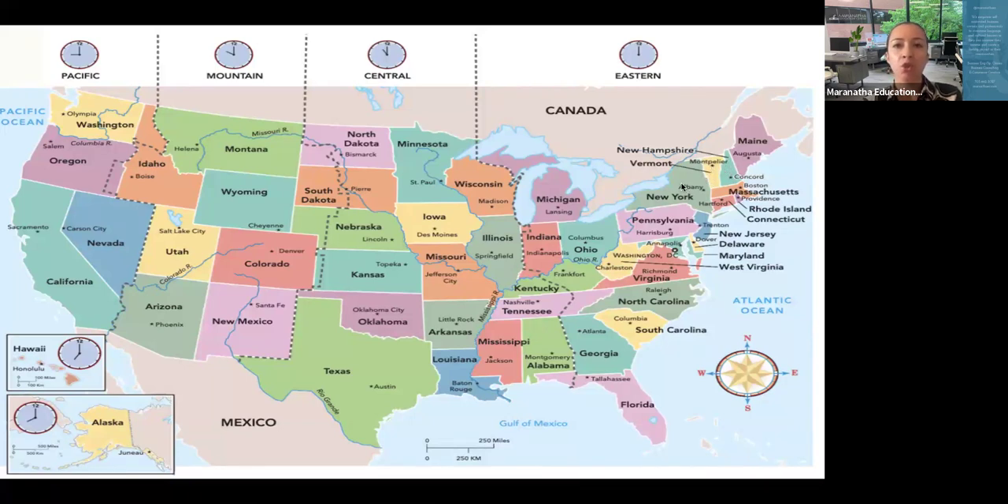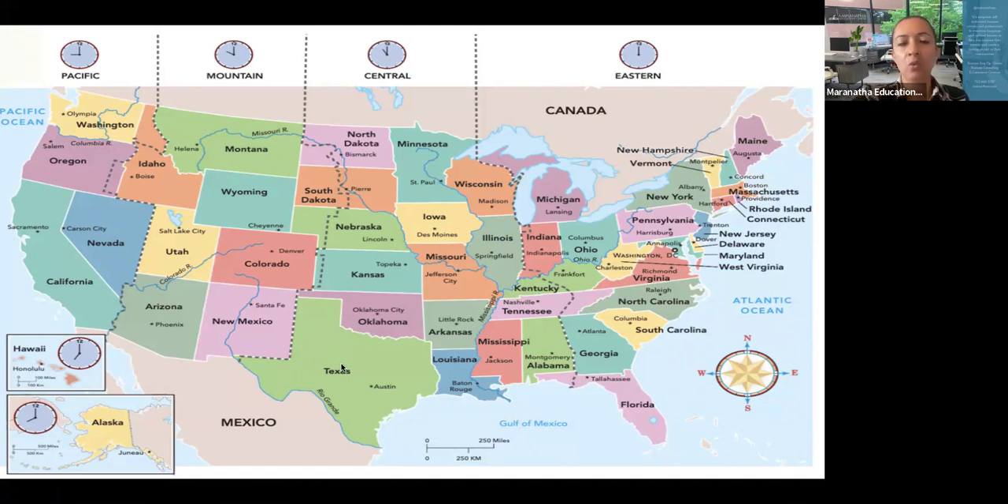Vermont, New York, Pennsylvania, Ohio, Michigan, Minnesota, North Dakota, Montana, Idaho, Washington, and Alaska. Now, let's go over the states that border Mexico. There are 4 states that border Mexico, which are California, Arizona, New Mexico, and Texas.